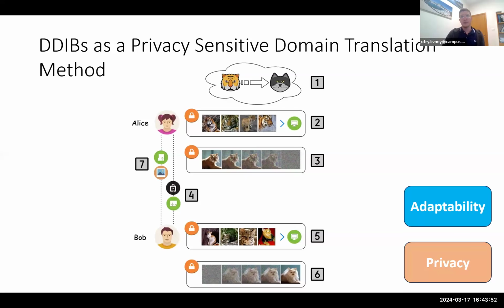But what about adaptability? Well, you can imagine that we could get a third and fourth and fifth and more actors that have their own privacy-sensitive domain. They could just train their own model, and everybody here could communicate via these random Gaussian vectors without exposing any of their data or models. So this is nice for adaptability and privacy.